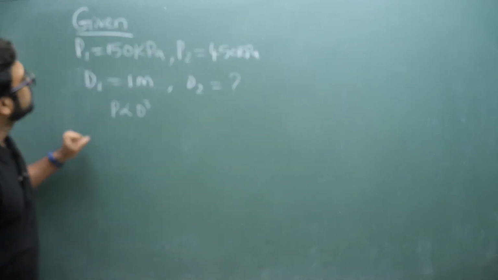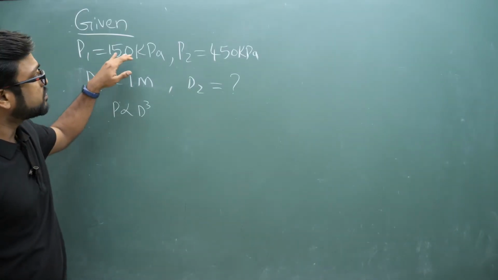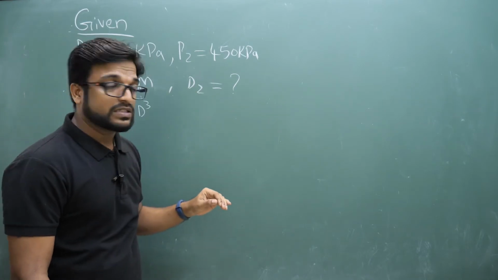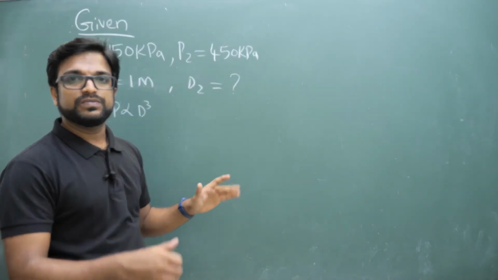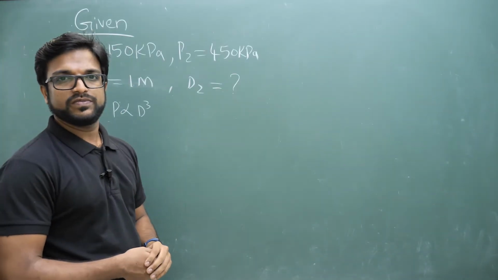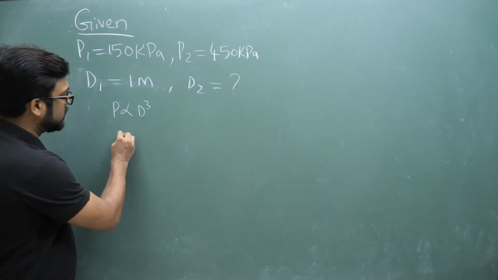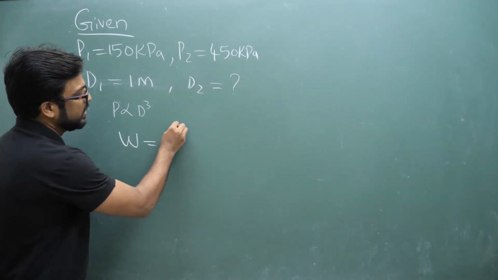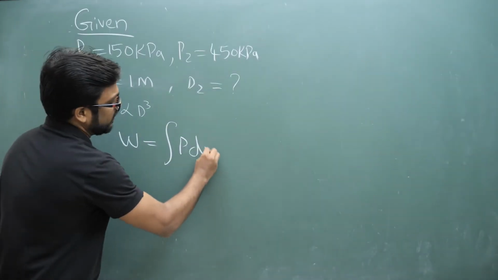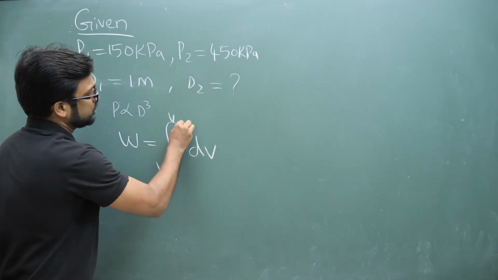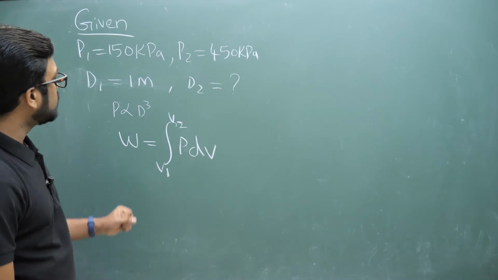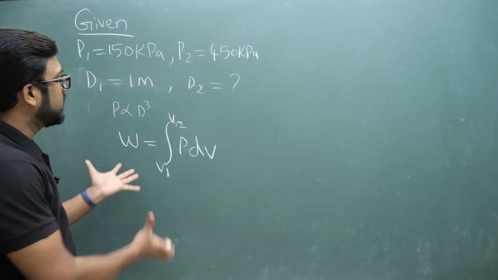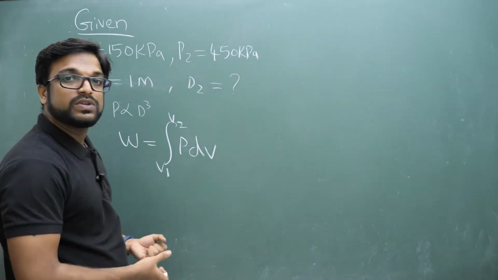Here it is given P1 is 150 kilopascal, P2 is 450 kilopascal and D1 is 1 meter, and D2 we don't know. Also given, pressure is directly proportional to D cube. Now we know that for a reversible process, work transfer is equal to integral P dV from V1 to V2. Now, do we have any values that we can directly substitute and get the answer?